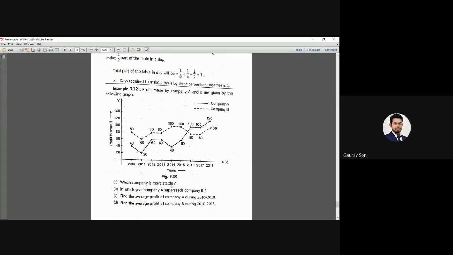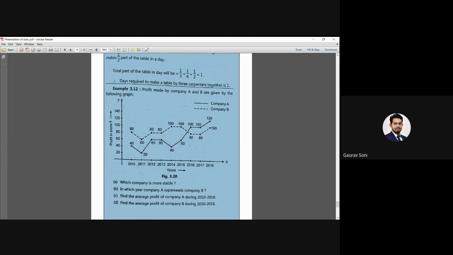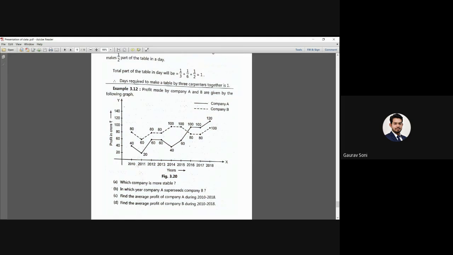So in which year does company A supersede company B? 2016. Yes, in this year 2016, it is the same thing. All right. So in 2016, company A supersedes company B.